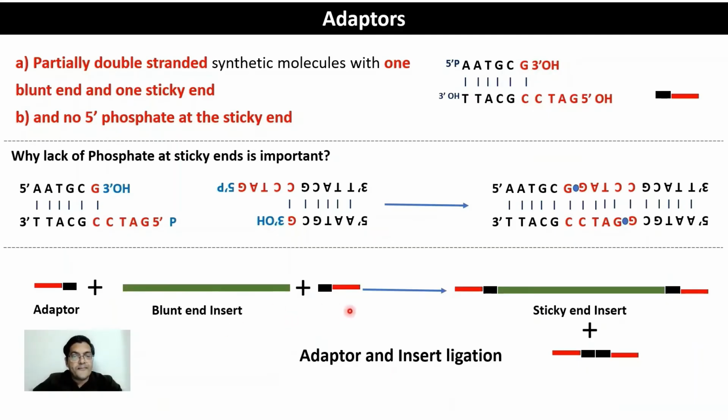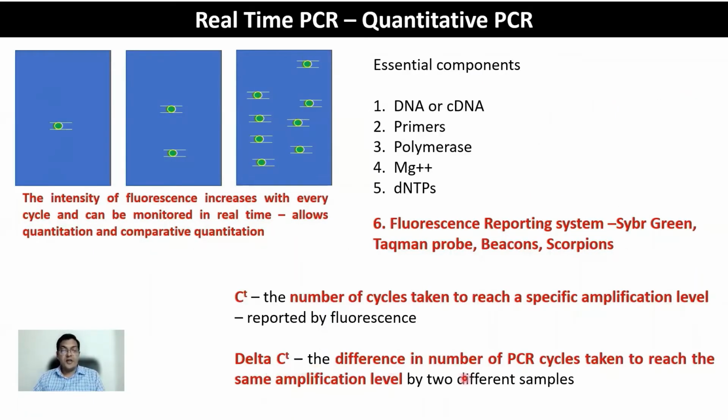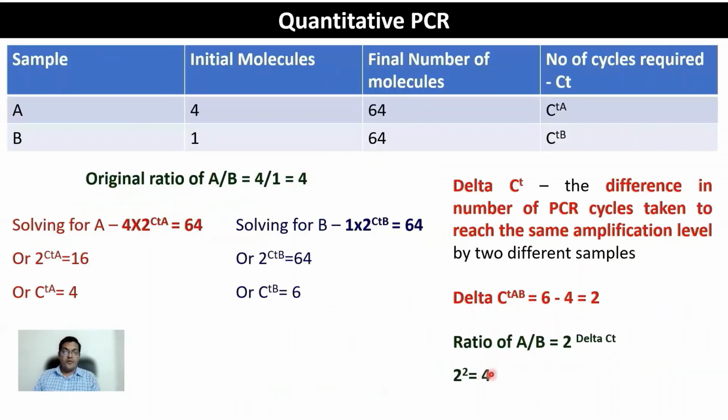And you know that adapters cannot ligate through their sticky end, because at the sticky end there is no 5' phosphate. Delta CT is the difference in the number of PCR cycles taken to reach the same level of amplification by 2 different samples, which is the same as what we know because we started with the same number of molecules here.